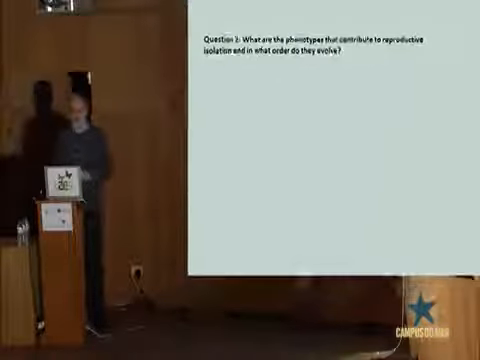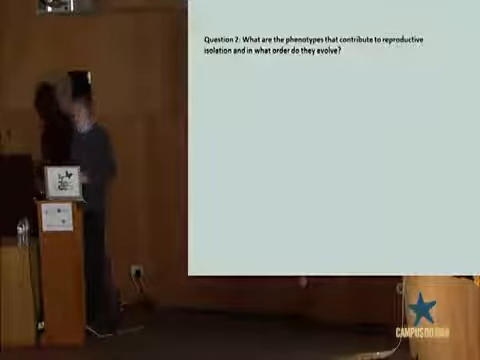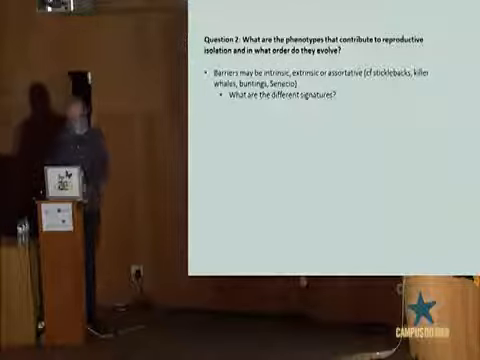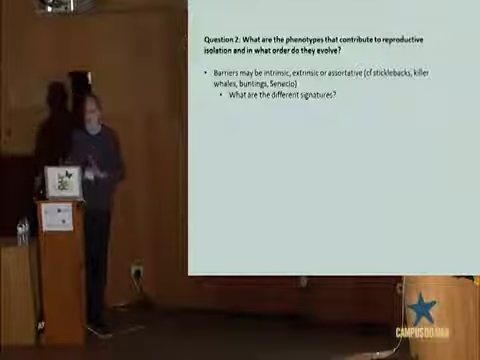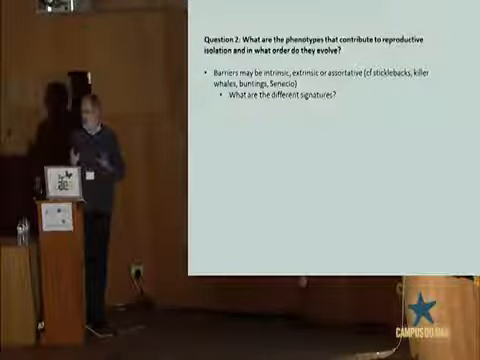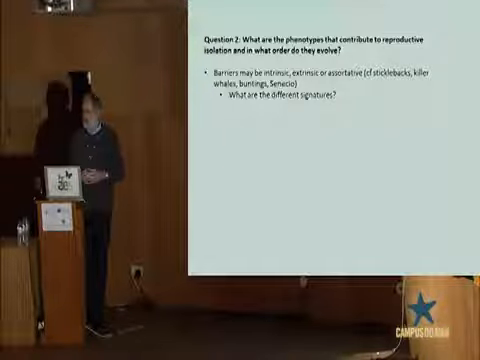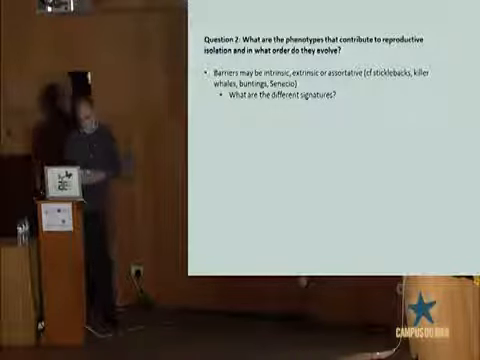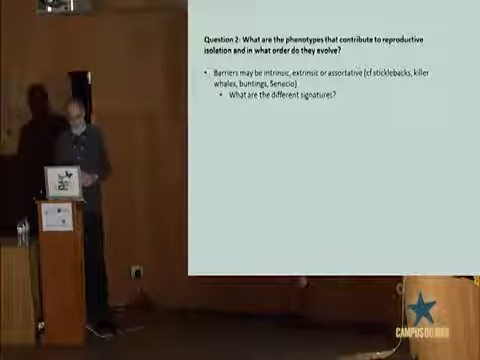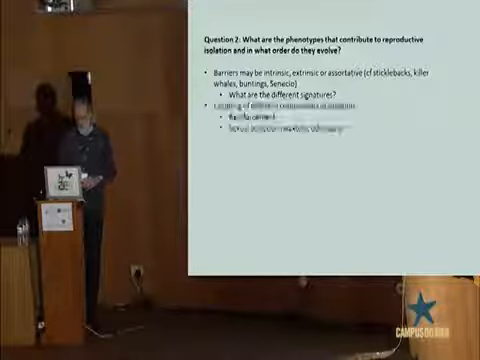So I think a really important set of questions relate to what are the phenotypes that contribute to reproductive isolation, and of course in what order do they evolve. I will try and speed up a bit. So barriers may be intrinsic or extrinsic or assortative, and we've seen examples of those various different types of barriers here, although we've concentrated on the extrinsic ones. We need to remember that the other ones are out there, particularly these assortative ones, habitat choice and mate choice and so on. And we need to know what different signatures to look for from these different types of barrier.